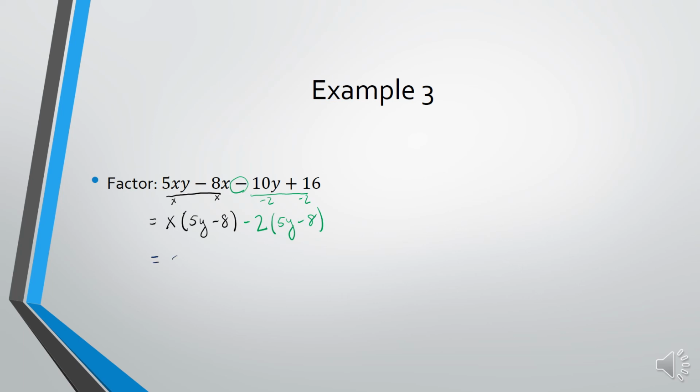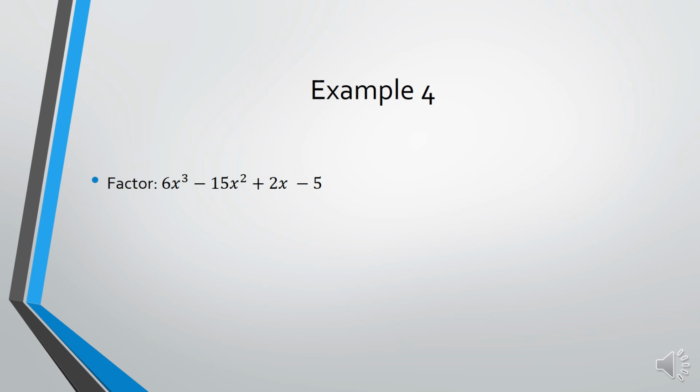What I notice is that 5y minus 8 is repeated, so I'm going to pull that out. So that means I'm dividing both terms by 5y minus 8. In my first term, I'm left with x. In my second term, I'm left with negative 2. So this would factor as 5y minus 8 times x minus 2.